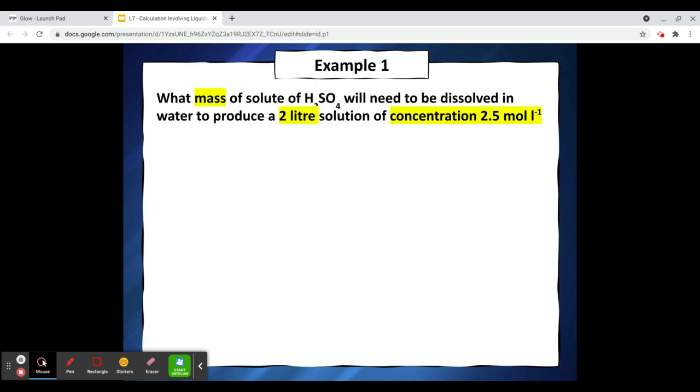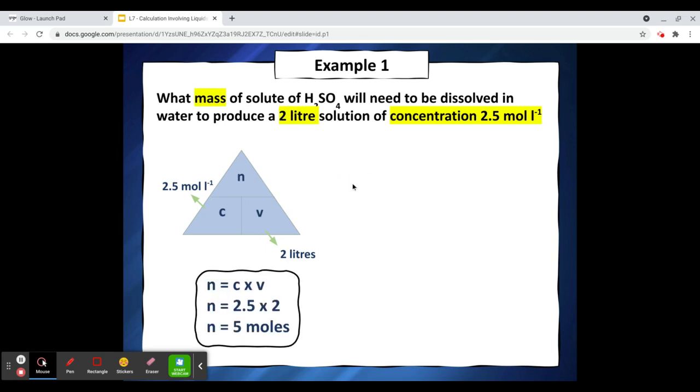What mass of solute of H2SO4 will need to be dissolved in water to produce a 2 litre solution, concentration 2.5 moles per litre? So we have our triangle here. First, we're going to write down things that we know. So we've been told in the question that the concentration is 2.5 moles per litre. We've also been told that the volume of solution we require is 2 litres. So we can therefore calculate N. N equals concentration times volume, which is 2.5 multiplied by 2, and that gives us 5 moles.